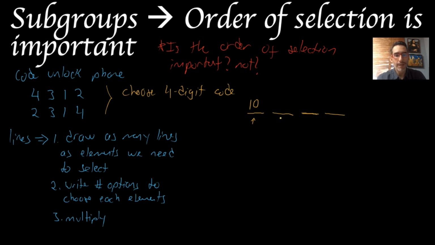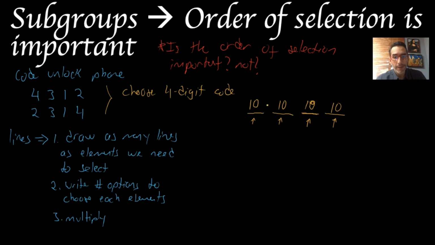How many options do I have to select the second digit? Now let's analyze this one. Oh, the same 10, right? Because my code can be 1111 or 0000. I can repeat the elements. For the third one, I hope that you understand already. I will have another 10. And for the fourth one, we have another 10. So we have 10 different options to select each digit of my 4-digit code.